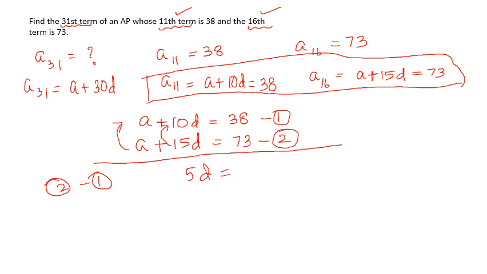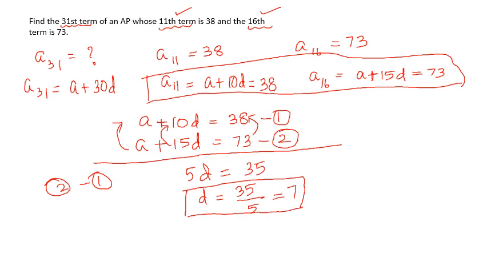5D. That is equal to 73 minus 38, 35. Now what is D? 35 by 5, that is equal to 7. Isn't it? You got D equal to 7. Now what should you find? A. How will you find A? Put D equal to 7 in first one or second one, anywhere you can put.